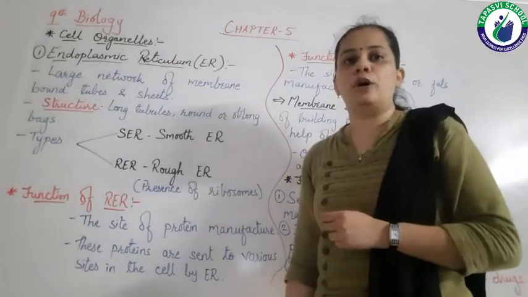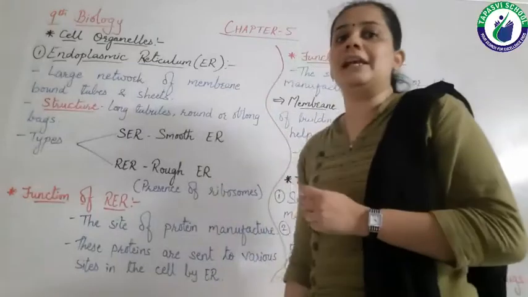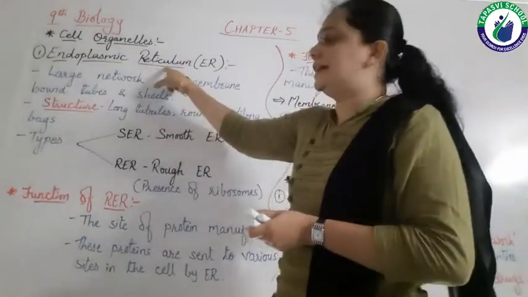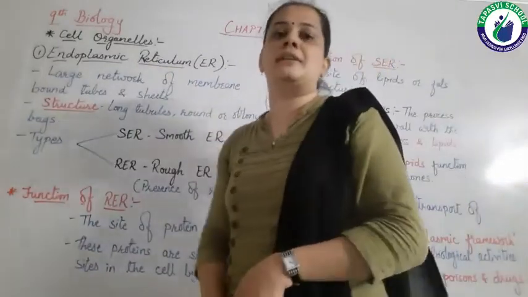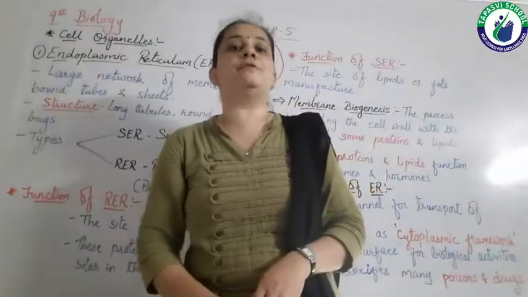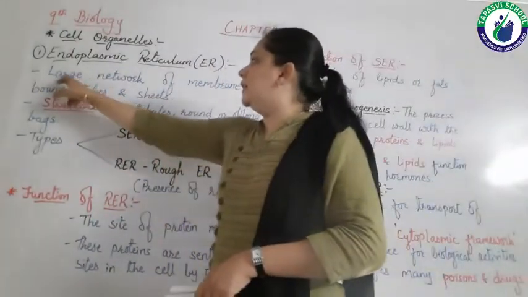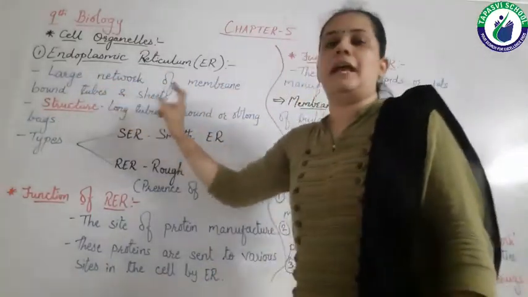The short form to describe it is ER, that is endoplasmic reticulum. Endoplasmic reticulum is present in all the cells and it forms a network-like structure. It is a large network of membrane-bound tubes and sheets.